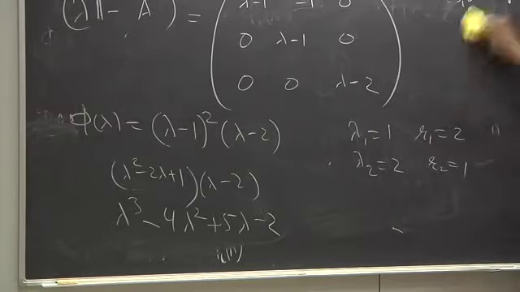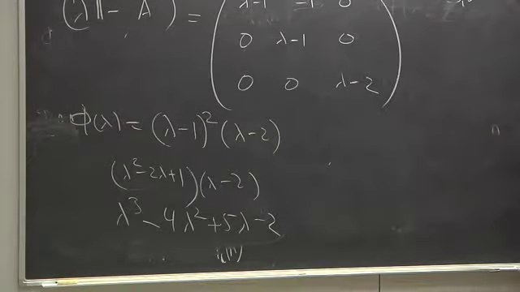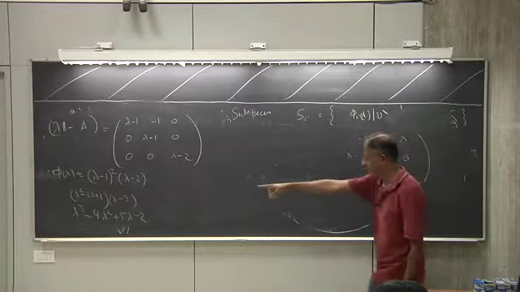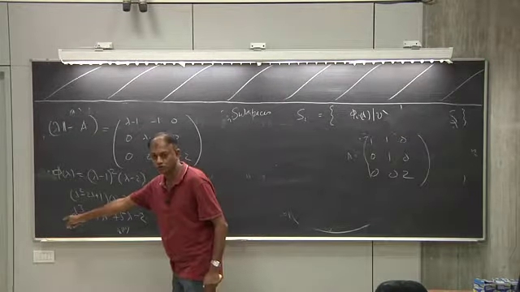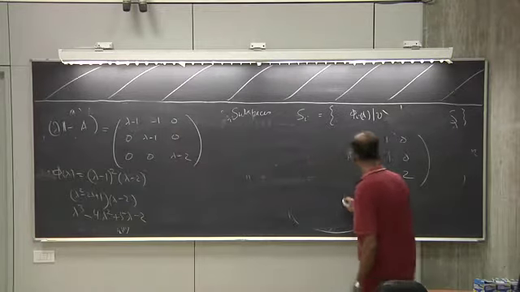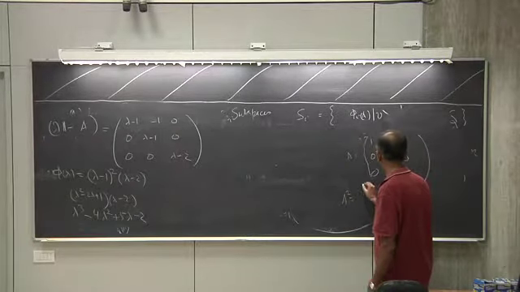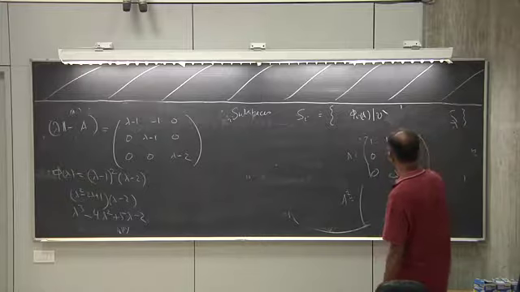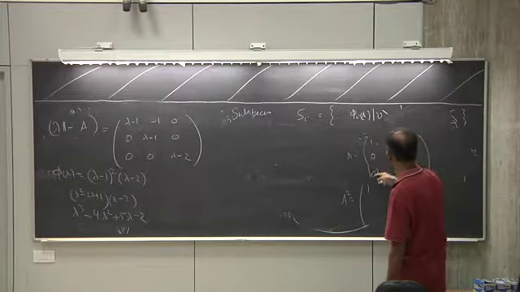So A was this. So we substitute. So let's see. We need to find out what A square and A cube are, right? Because you'll get A cube also. So let's see. A square is you take the square of that. So the first term is 1. I mean this with that.